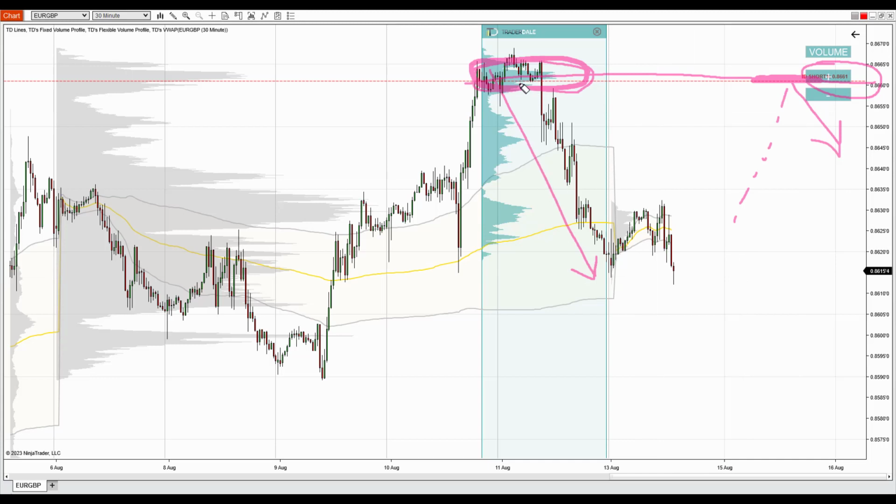By the way, there was that trend setup, the same setup I showed you on the US dollar Japanese yen.